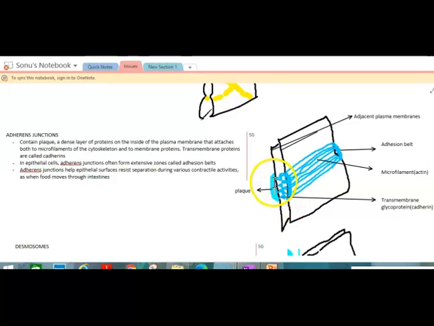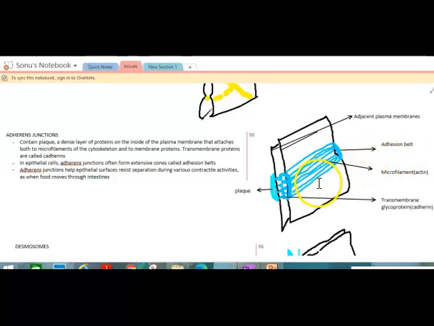So this plaque, which is inside the plasma membrane, will help to stick to the microfilaments and to the transmembrane proteins of the adjacent cells, so that the cells will be strongly sticking to each other. At the same time, they will facilitate movement also. And these microfilaments will form extensive zones called adhesion belts, like the belt that we wear around our waist. So adherens junctions often form extensive zones called adhesion belts.